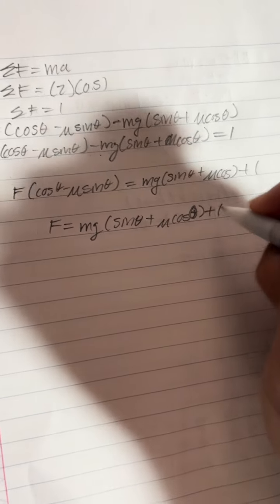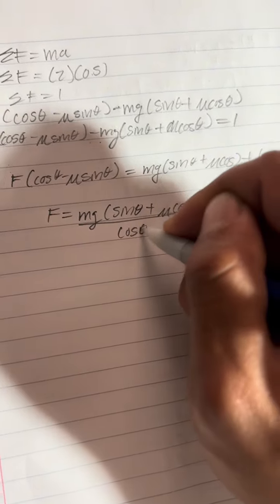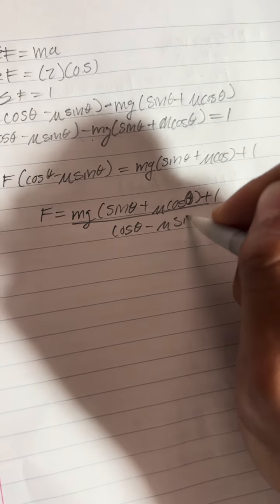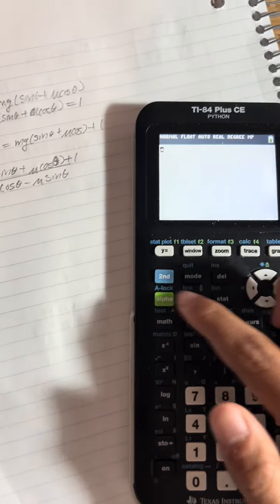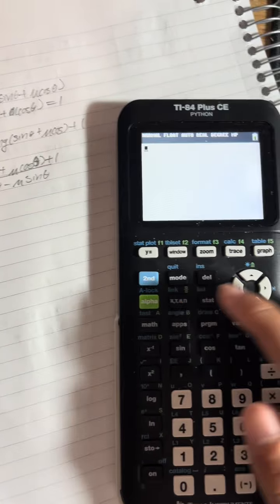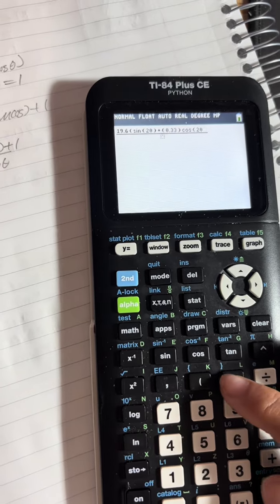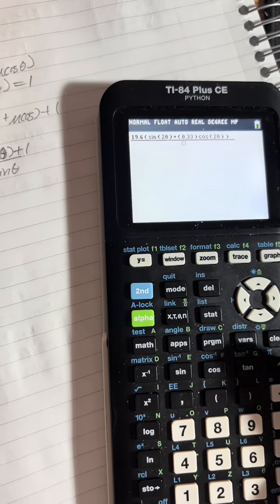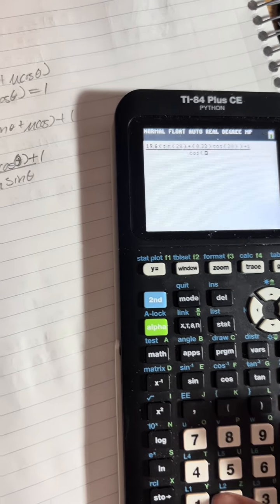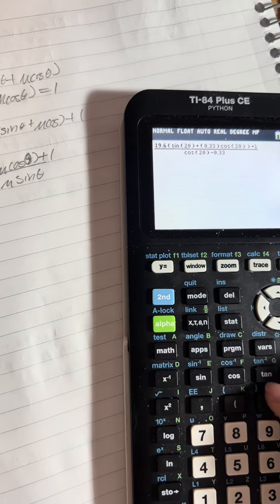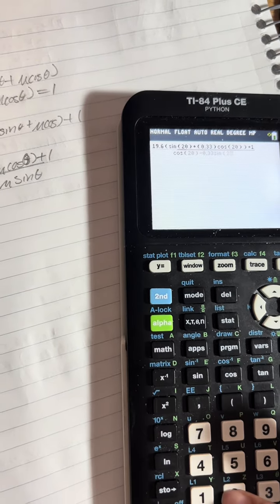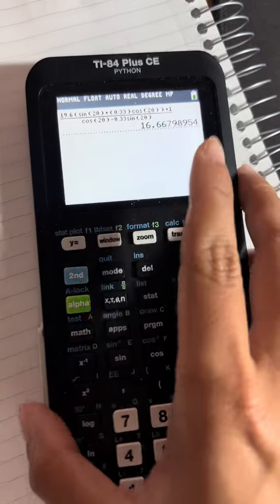Cosine theta plus 1 over cosine theta minus mu sine theta. Now with this equation, I'm able to plug it into my calculator. So I have 19.6 because 2 times 9.8 is 19.6, and sine 20 plus 0.33 cosine 20, plus 1 over cosine 20 minus 0.33 sine 20. Yep, that'll give me around 16.67.